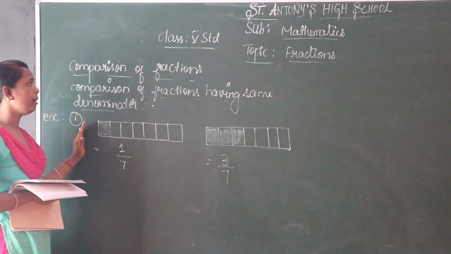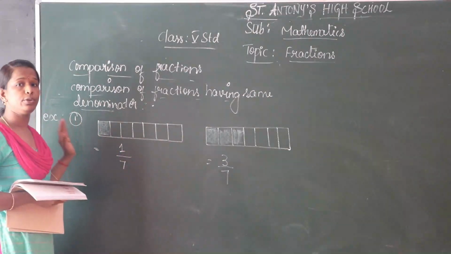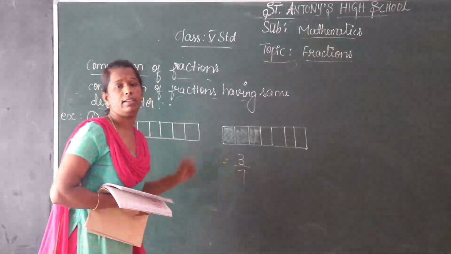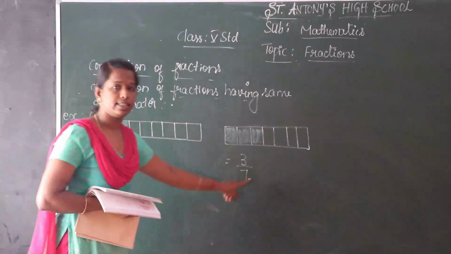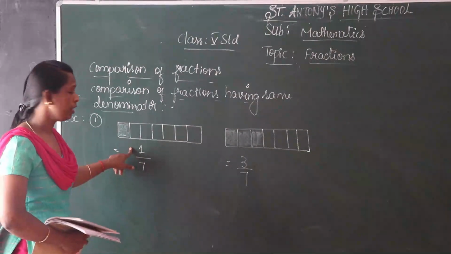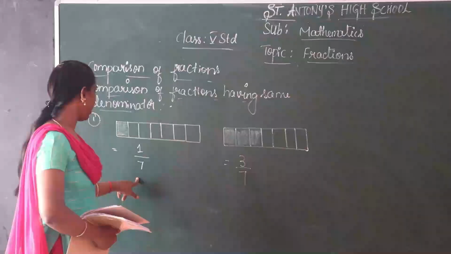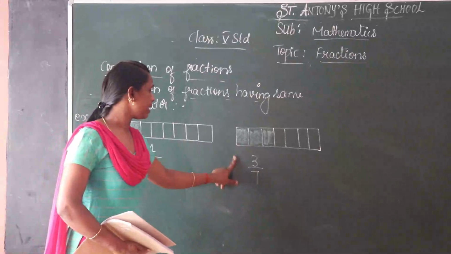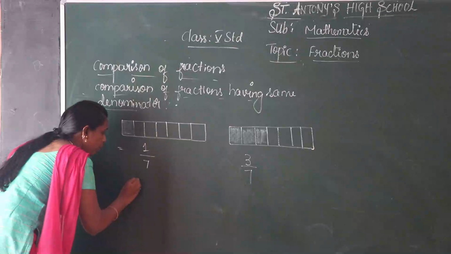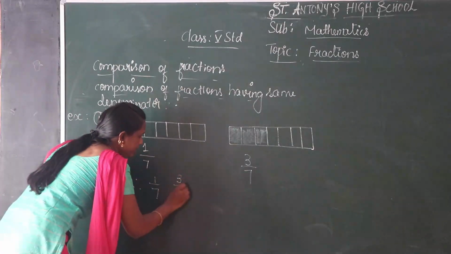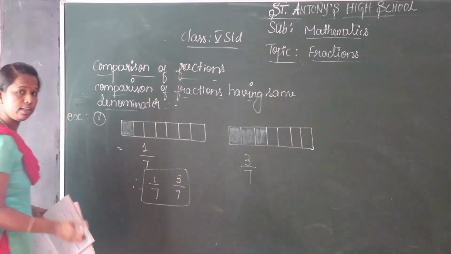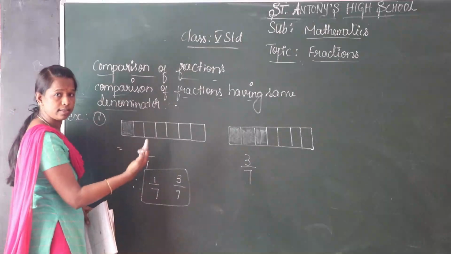So here we have to compare two figures, that is, two fractions. The two fractions are 1/7 and 3/7, and the denominator is the same. Comparing the same denominators, here the numerators are different. In this fraction 1 is the numerator, and in the second fraction 3 is the numerator. Write once again 1 by 7, 3 by 7. Which is the smaller and which is the greater number? 1 by 7 is smaller than 3 by 7.